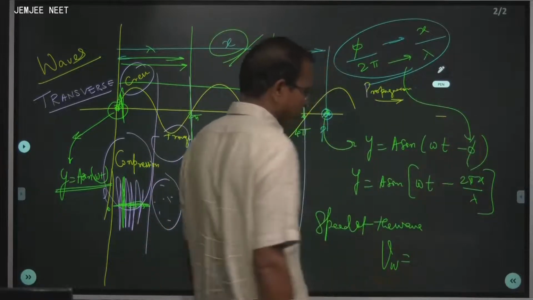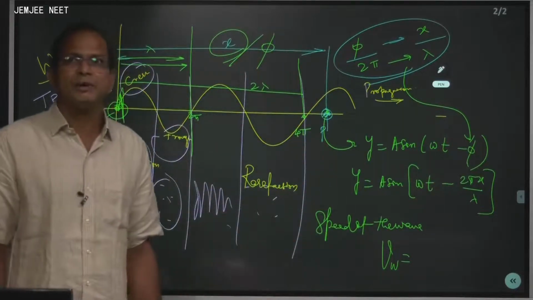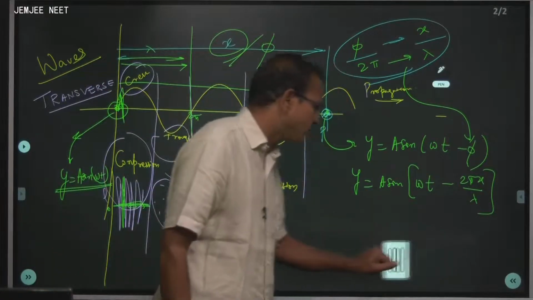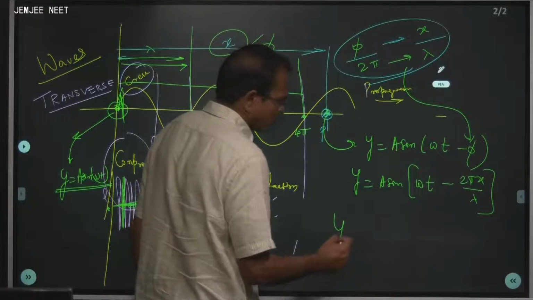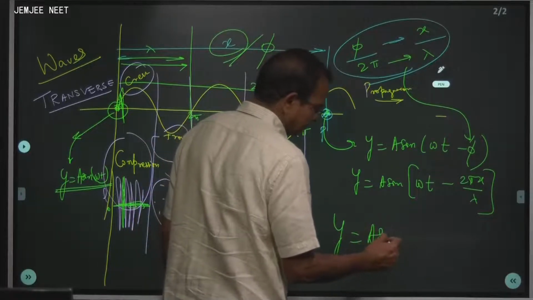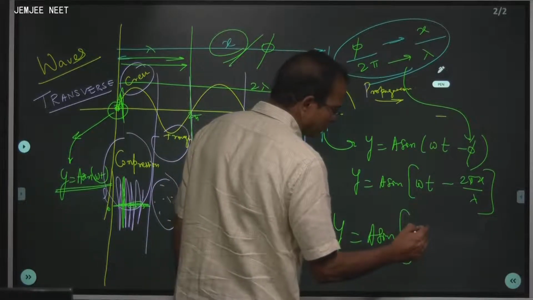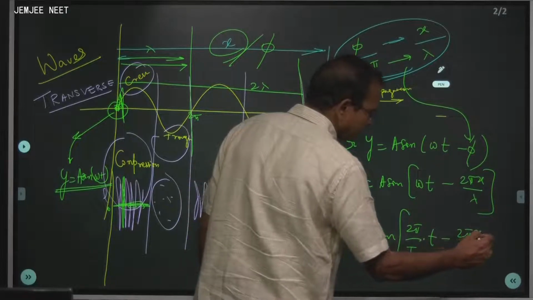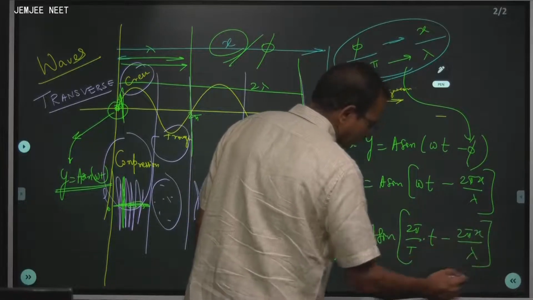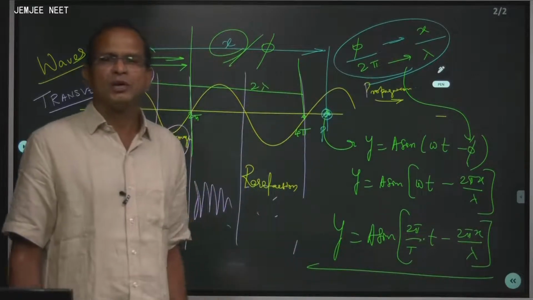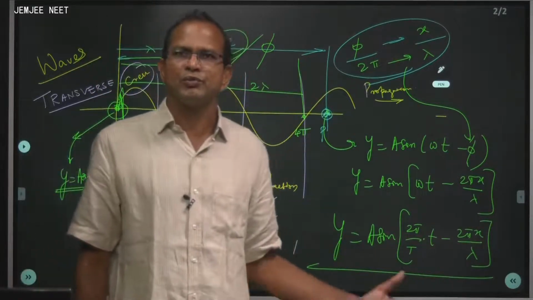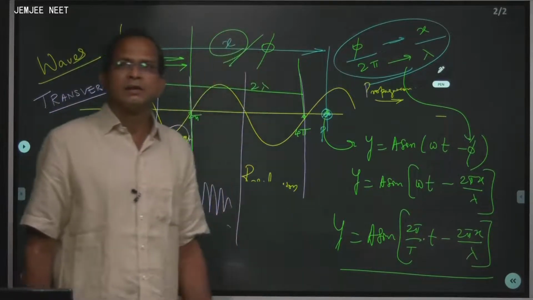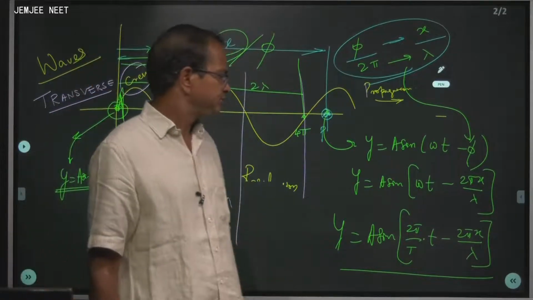You substitute. So this is the equation of any plane progressive wave. Then what's the equation of any plane progressive wave? Y is equal to a sin omega, which is 2 pi by t, into t minus 2 pi x by lambda. This is the equation of any plane progressive wave. Got it?